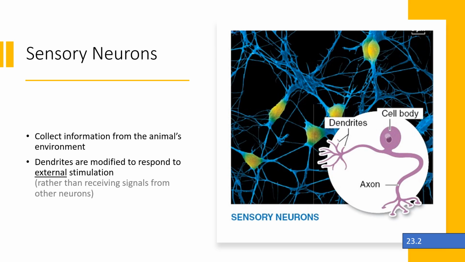The dendrites of sensory neurons, which again is the part of the neuron that receives a signal, are modified to respond to the external stimulation rather than to receive signals from other neurons. So when you touch something with your hands, the dendrites of sensory neurons respond to that touch.